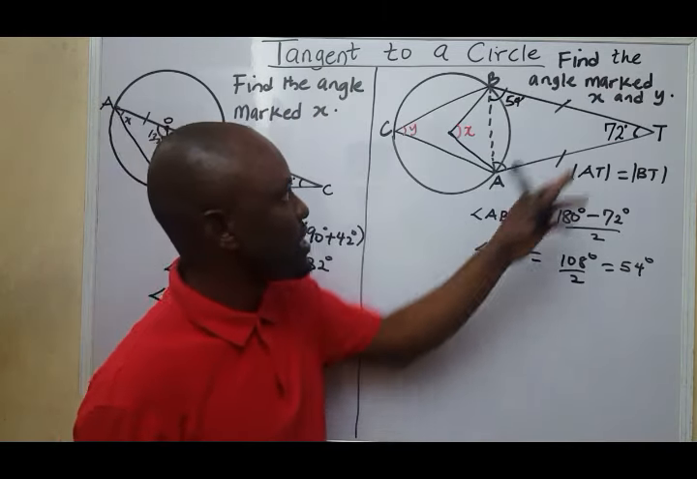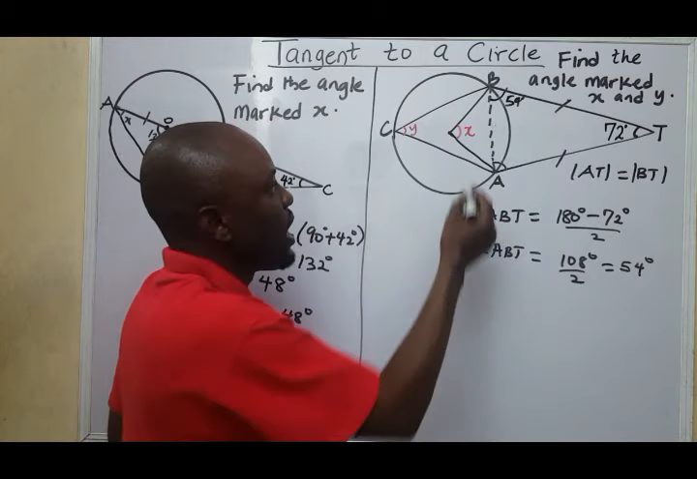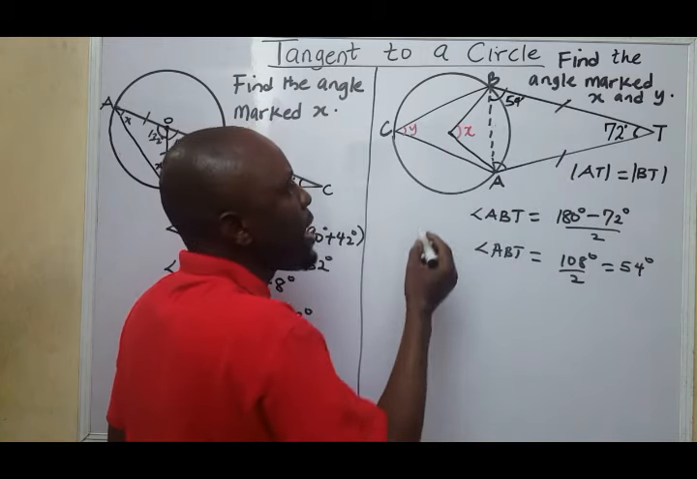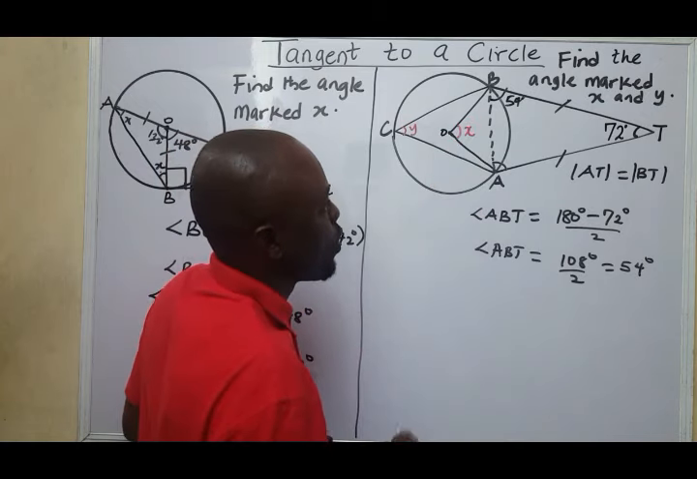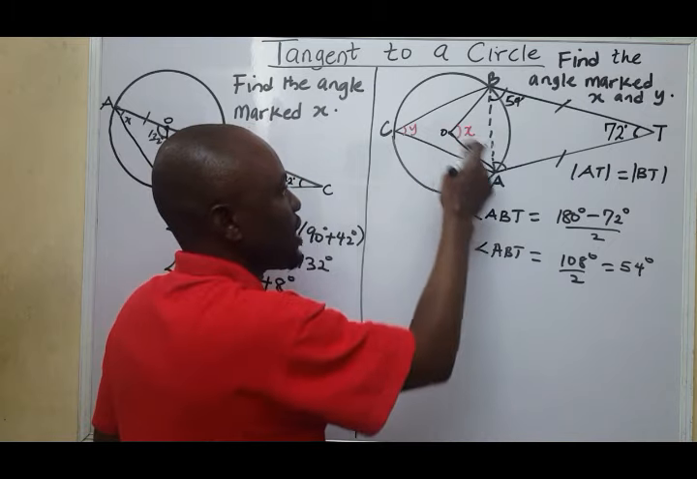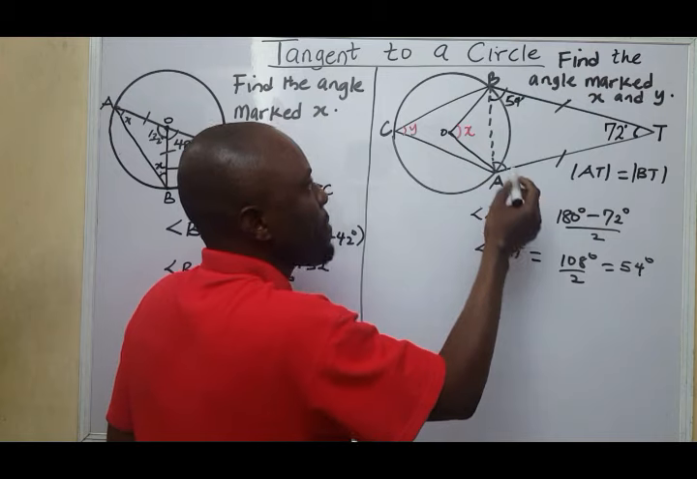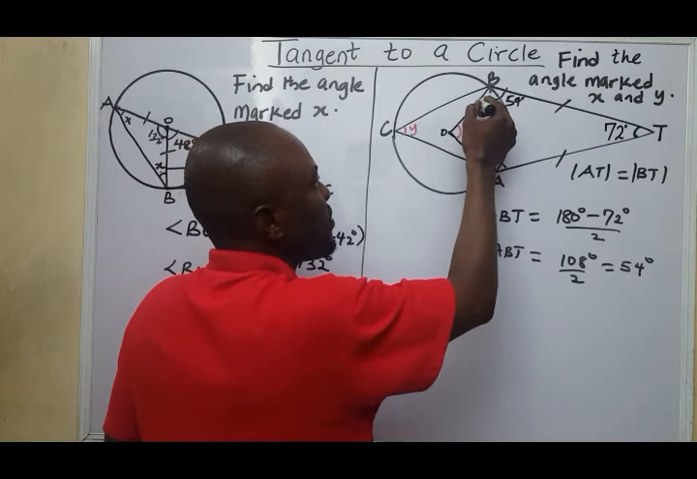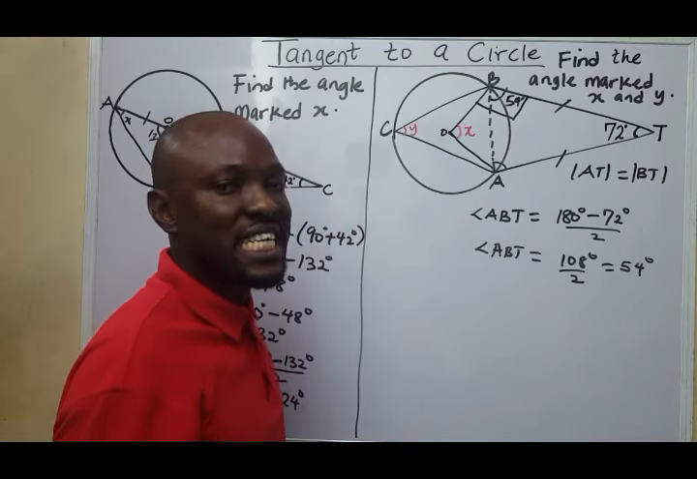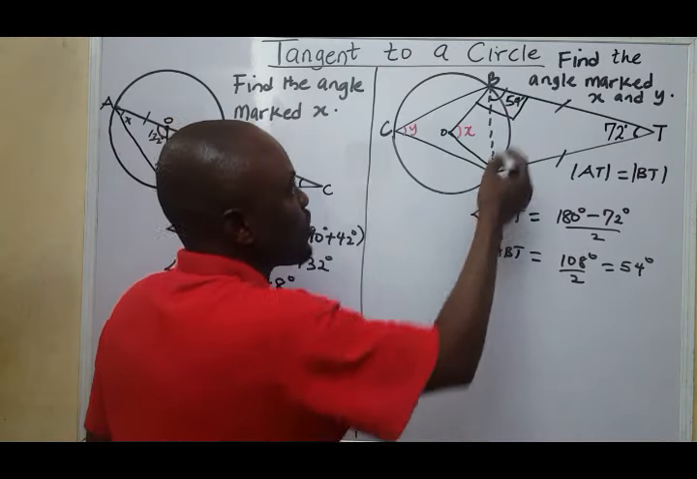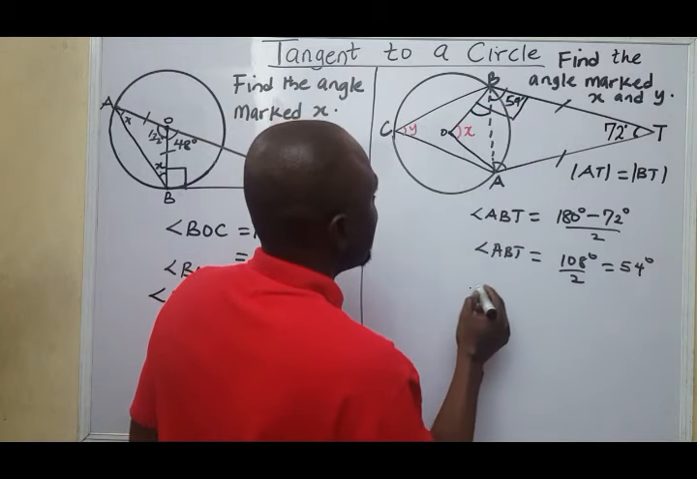But now the question says we should find the angle marked X and Y. Now, I want to get the angle X. Now, remember that this is a radius line. Okay, let's say this is center O. OB is a radius and OA is also a radius. So I have two radii here. Now, if you remember that the angle between the radius and the tangent from the point of contact B is 90 degrees.